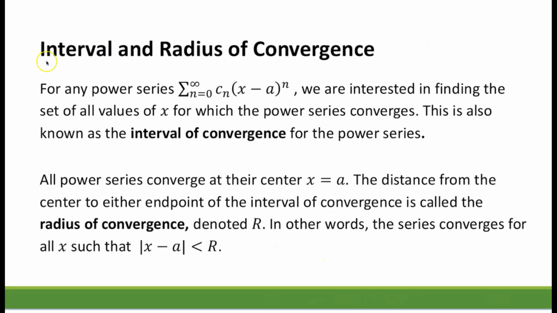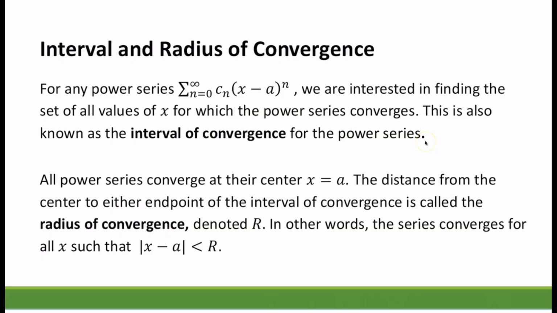Now we're going to look at some more formal definitions of an interval and radius of convergence. If we have any power series, the sum of n equals 0 to infinity of c sub n times the quantity x minus a to the n, we are interested in finding the set of all values of x for which this power series converges. This is known as the interval of convergence for the power series.